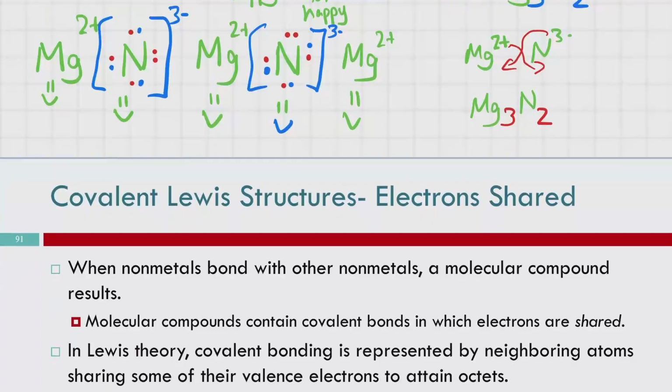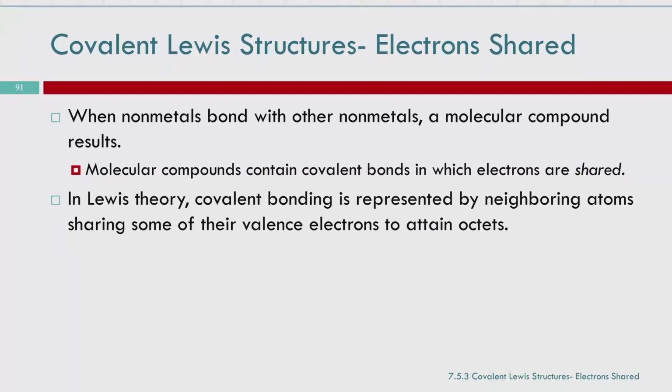The real reason that we're doing Lewis structures is for covalent Lewis structures. So when nonmetals bond with other nonmetals, a molecular compound is formed. And molecular compounds share their electrons. And because they're sharing their electrons, they're not taking on positive and negative charges, which means that we can't predict what their formula is going to be or how many bonds they're going to have just based on charges. We can't swap and drop our way into molecular compounds. This is where Lewis theory helps us out.